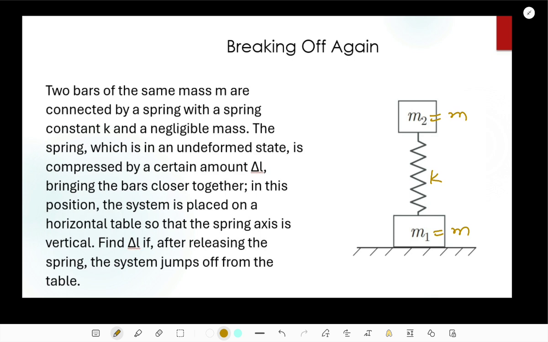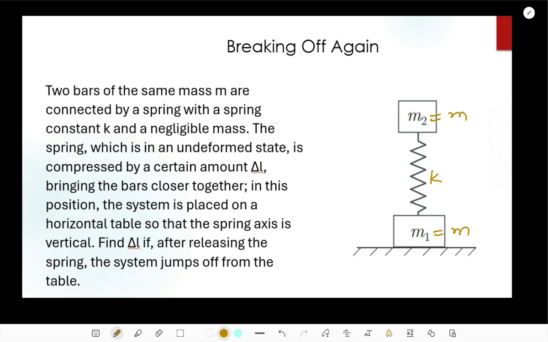हम हुक्स लॉ वाला spring यूज कर रहे हैं. The spring which is in an undeformed state is compressed by a certain amount delta L. मैंने ऑलरेडी कंप्रेस कर दिया है इस स्प्रिंग को डेल्टा एल से, bringing the bars closer together. In this position, the system is placed on a horizontal table so that the spring axis is vertical, as you can see here. Find delta L.